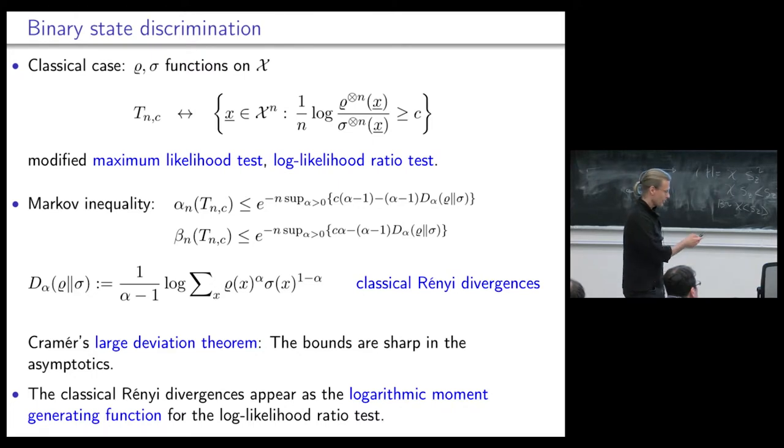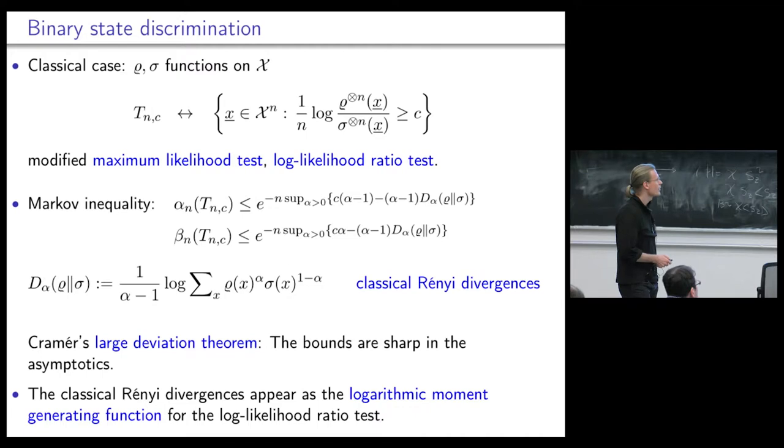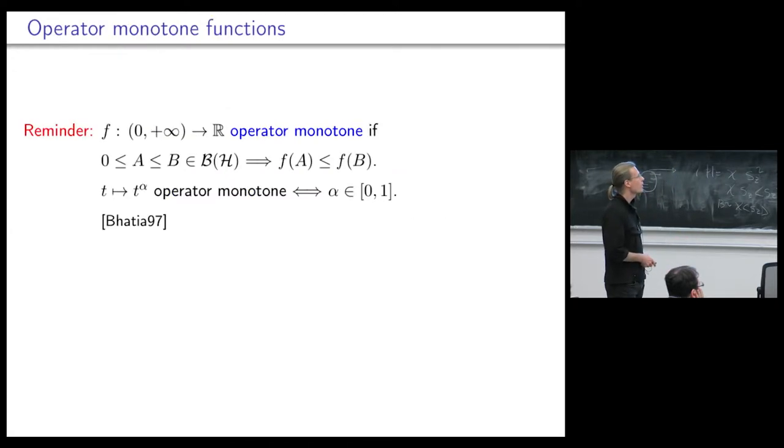So this was all classical, and I would say it's only using very standard techniques from classical probability theory. Now the thing is that in quantum theory, we don't have large deviation theory. And it's not really obvious how to divide operators by each other. So we have to find some other ways to compute these error exponents. And the way will be to find some replacements for these large deviation bounds. And for that, we have to use operator monotone functions. Who knows what an operator monotone function is?